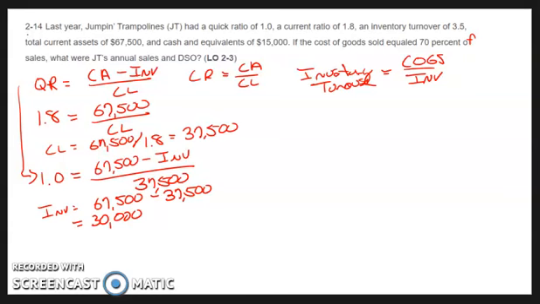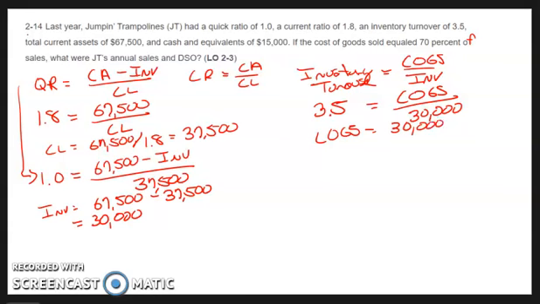Now we can calculate our cost of goods sold. We know that our inventory turnover is 3.5. So plug in our inventory of 30,000. Our cost of goods sold is 30,000 times 3.5. That's 105,000.